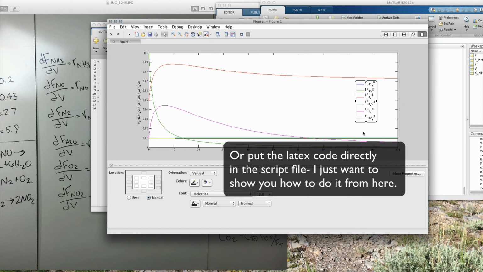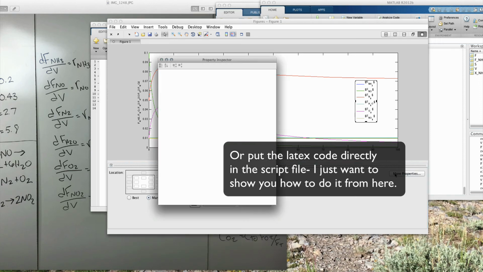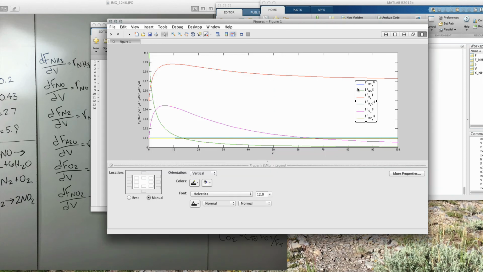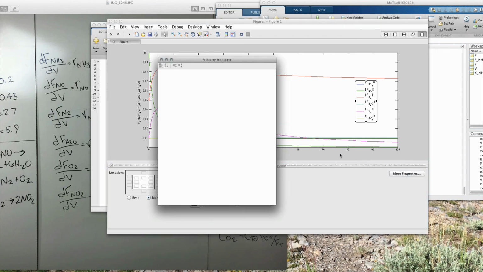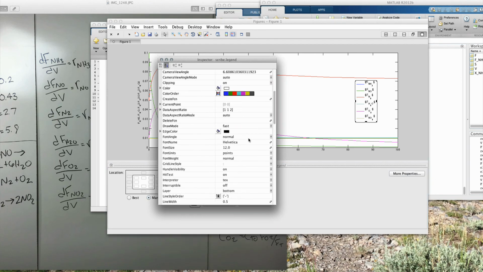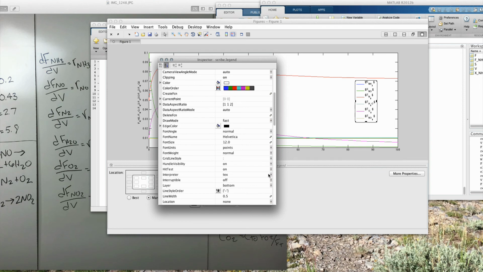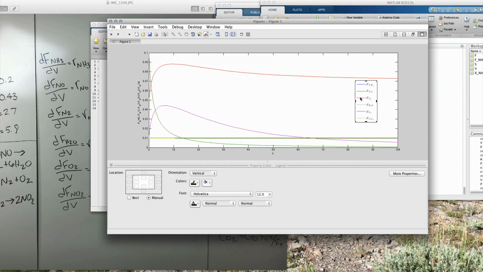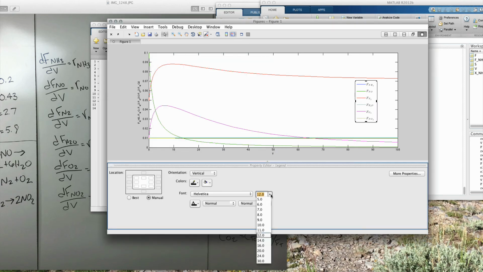Okay, so then you can see that these already sort of look like the subscript I want, but I actually like it better using LaTeX. So once you get these entered like this, and you know that you have legend selected, go to More Properties, and then look for the interpreter. Right now it's on text, so I want to change that to LaTeX. And then you can see what they look like now. I just think they look a lot nicer. You don't have to do this, but I just want to show you that it's possible to do.